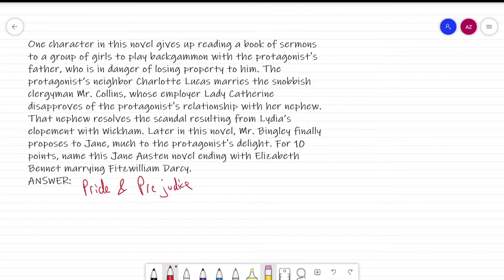Okay, so a few of the important clues from this, and there are a lot of them, are all the proper nouns basically. So Charlotte Lucas, Mr. Collins, Lady Catherine, we have Lydia, Wickham, Mr. Bingley, Jane. It's written by Jane Austen. Elizabeth Bennet is our protagonist, and Fitzwilliam Darcy. That's a lot of proper nouns, and it's really easy to get these confused.